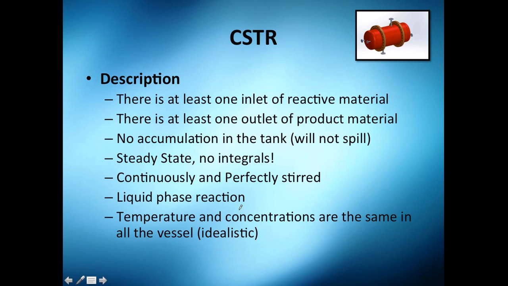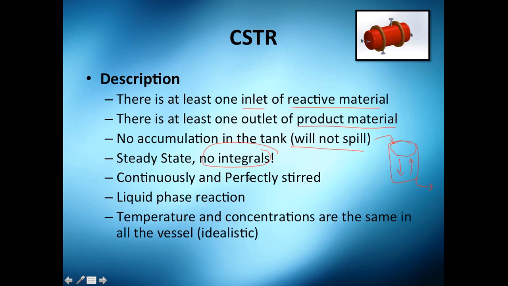So let me continue with the CSTR, the continuous stirred tank reactor. Description: there is at least one inlet of reactive material and at least one outlet of the product. There's no accumulation in the tank, so it will not spill. That's very important, so the volumetric flows are actually the same. If you didn't have the same volumetric flows, it would either go up or drain. There are no transient states, which implies there's no accumulation, which means there are no derivatives, which means you will not have to do differential equations or integrals, so that's cool.